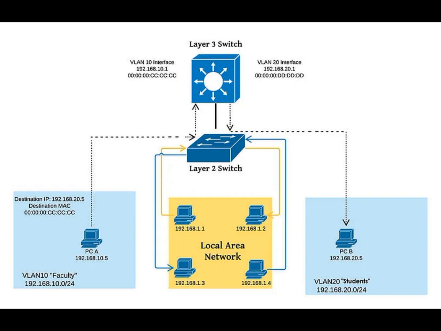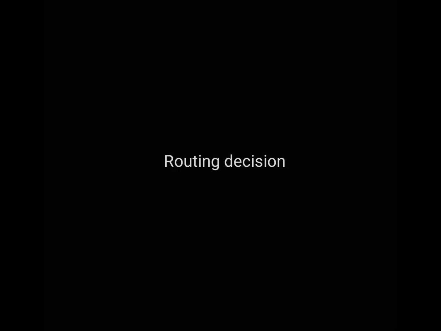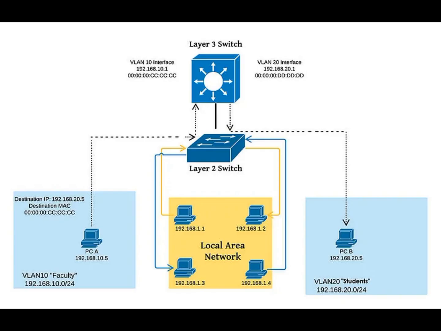In Layer 3 switching, devices called Layer 3 switches are capable of both switching frames at layer 2 based on MAC addresses and routing packets at layer 3 based on IP addresses. When a switch needs to make a path decision between VLANs, in a layer 3 switching environment, it follows a similar process to a traditional router. The first thing is the routing decision. When a layer 3 switch receives a packet from one VLAN destined for another VLAN, it examines the destination IP address of the packet to determine the destination subnet.